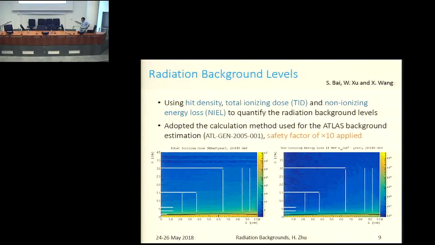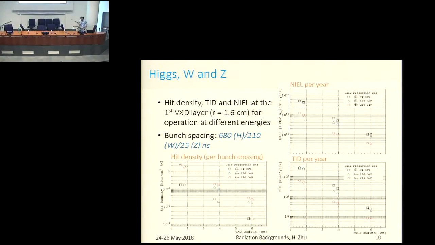In this case, we adopted the method used for the ATLAS background estimation, which is also the method used for the upgrade. So we ran the simulation and got those numbers. I have to remind you that a safety factor of 10 is applied everywhere for those calculations. Let's take a closer look, because we are most interested in those parameters at the first vertex detector layer, where the conditions should be most crucial. In the case of the Higgs operation, the hit density per bunch crossing, I have to stress, this is per bunch crossing, for the Higgs is slightly above 2 hits per square centimeter per bunch crossing, and there are other numbers for the W and the Z.